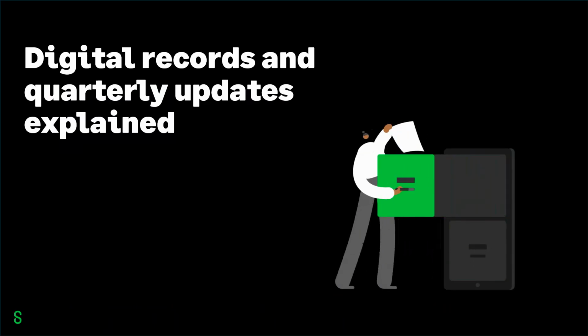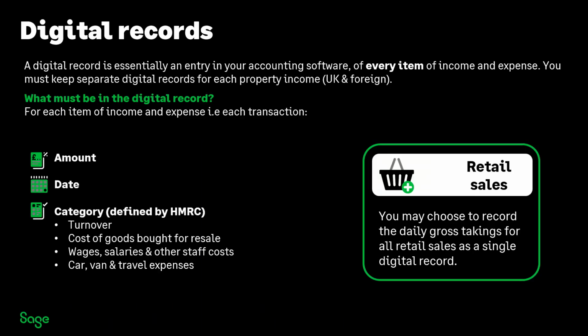So next we'll have a look into digital records and the quarterly updates explained. When it comes to processing in the software, you must enter all income and expenses. If you are a sole trader and a landlord, you must keep your property digital records separate from your business digital records. When entering transactions, you must include amount, date, and tax category. Now, these categories are defined by HMRC, so that could include turnover, cost of goods bought for resale, wages, salaries, and other staff costs, car, van, and travel expenses.